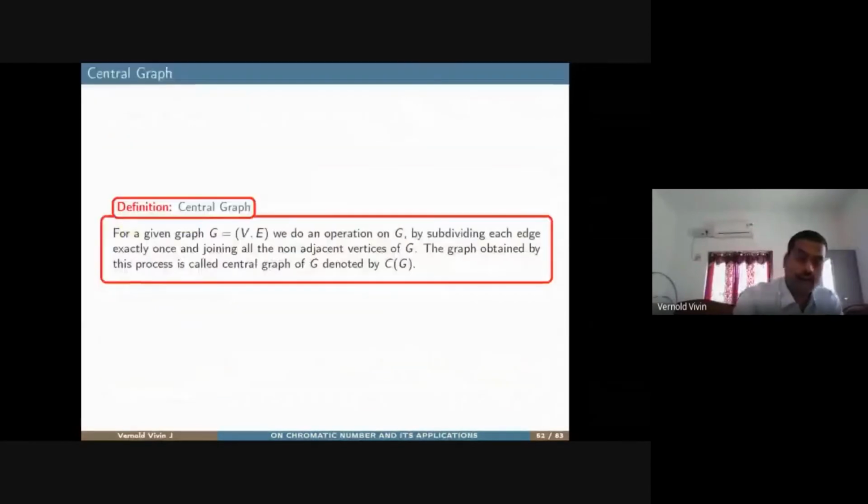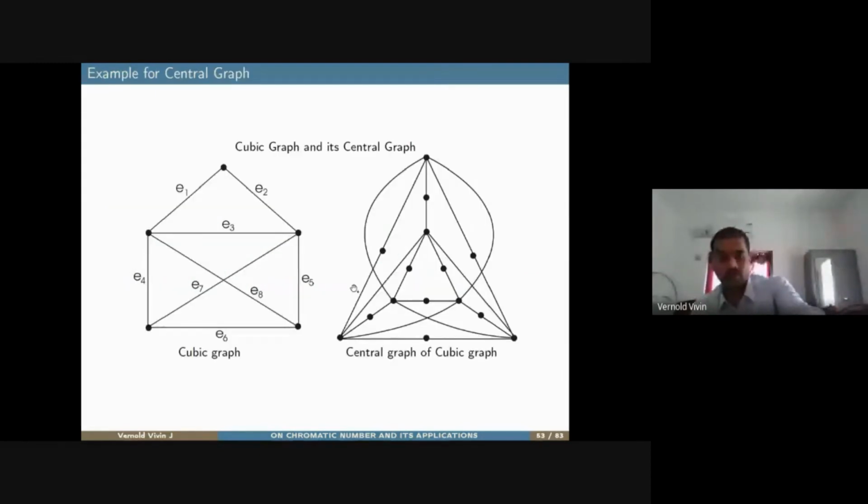So here I have defined the central graph. For a given graph G, we are going to do a graph operation. That is, we subdivide every edge of the given graph G exactly once, and then join all the non-adjacent vertices of G which were previously non-adjacent. Here is an example, I just draw it here. Each and every edge will be subdivided, and in the original graph, the non-adjacent vertices should be made adjacent. So this is the definition of a central graph.